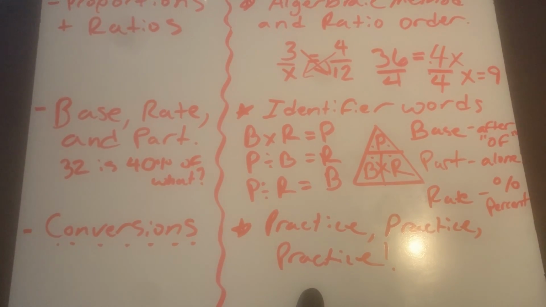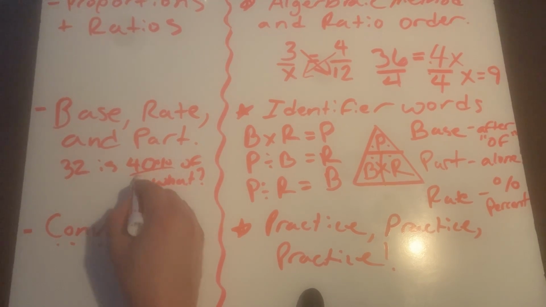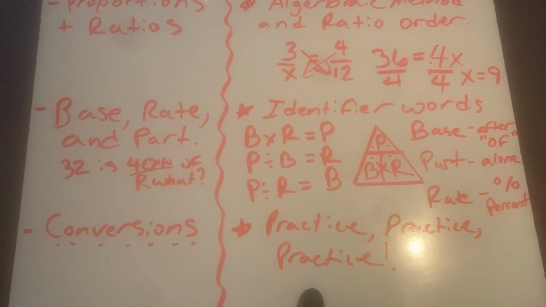All right, so this is a common question here. So 32 is 40% of what? So 40% is going to be our rate because it has the percent sign after it. So you just have to underline that number and put rate under it. Okay, now the 32. So this is where some of you might get confused. You might say, oh, well, how do I know whether this is a base or a part? Okay, ask yourself this. Do you see the word of before it? Do you see a percent sign after it? No, right? It's alone, so it's your part.